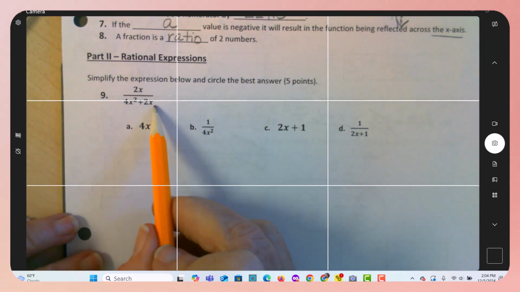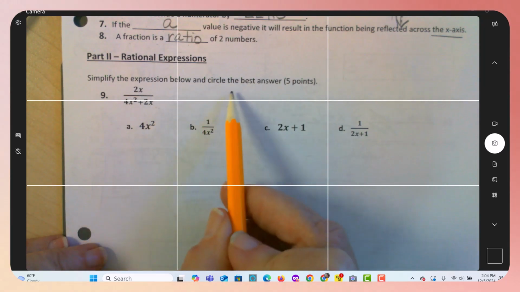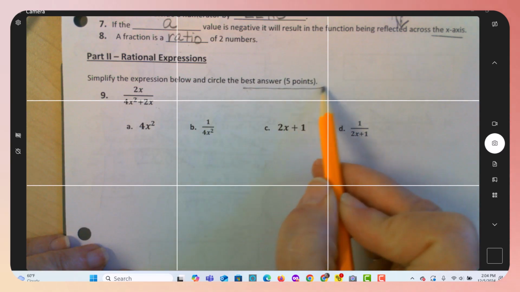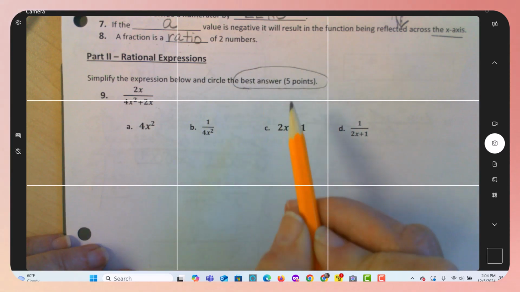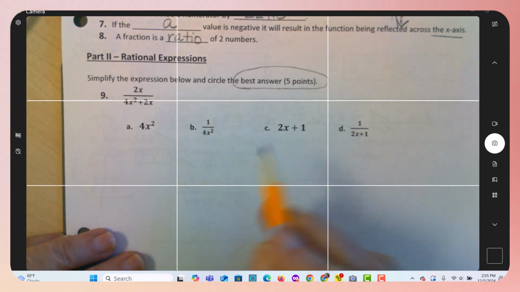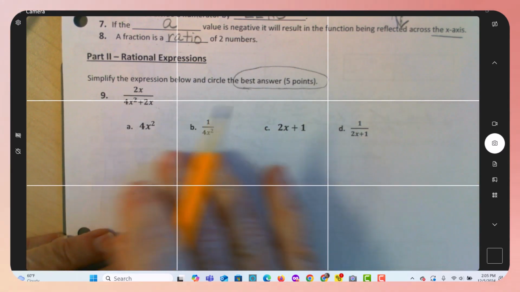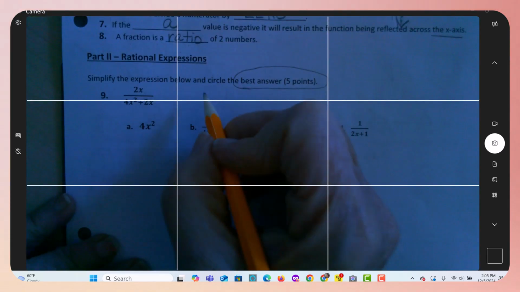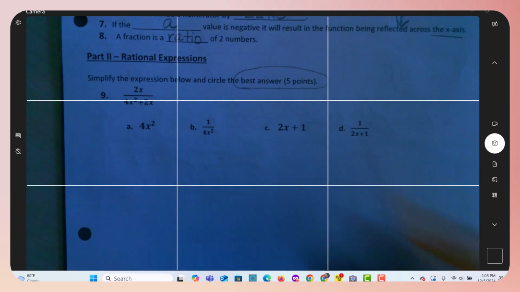We want to simplify the expression below and circle the best answer. Okay, you want to look for, we may get an answer and our answer may be correct, but they may have it in a different form. So you've got to be able to understand how to find the best answer. All right, we're going to start with the numerator, and there's really nothing to simplify.